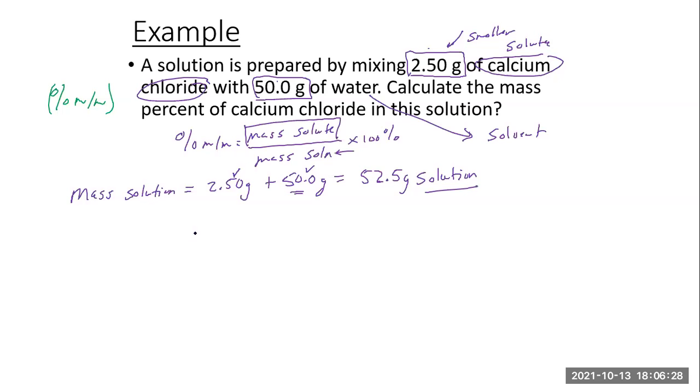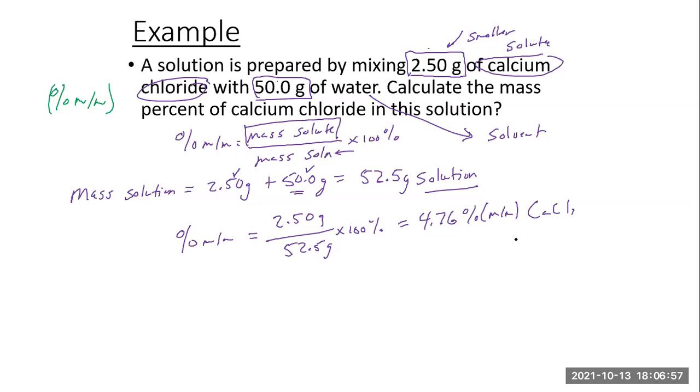Now that we have both of those numbers, the percent mass to mass would equal our 2.5 grams up there on top. Our bottom would be our 52.5 grams times 100%. Looks like perhaps 4.76% by mass is typically how you'd leave it in terms of units. The grams would cancel, and you'd probably label it calcium chloride.